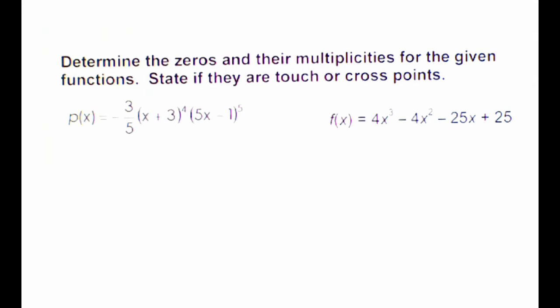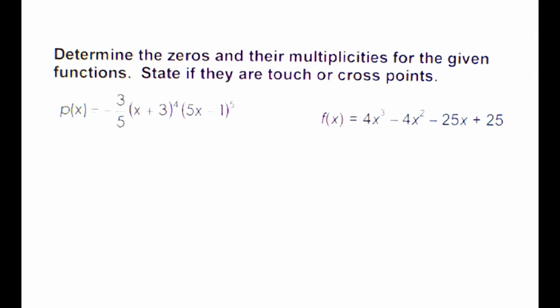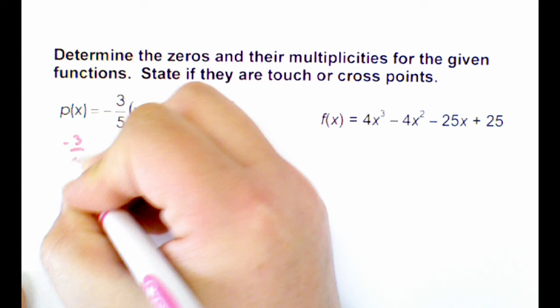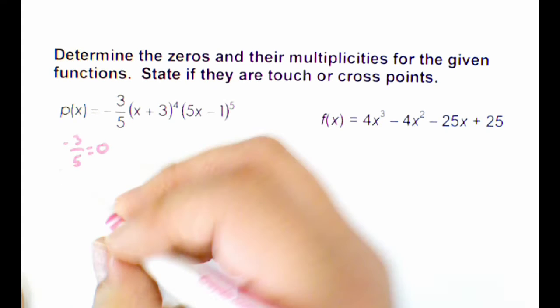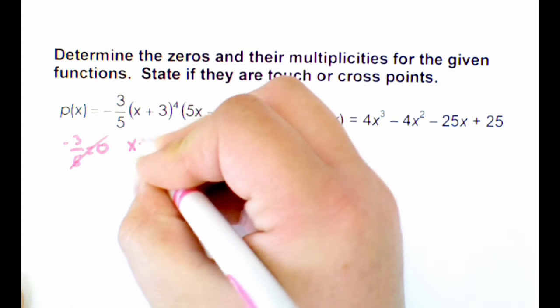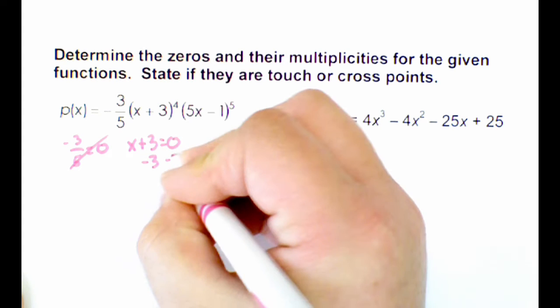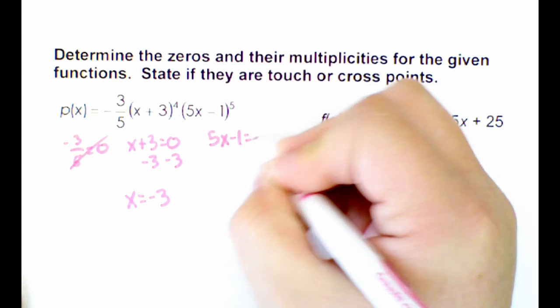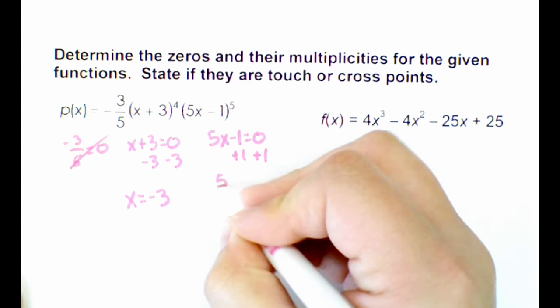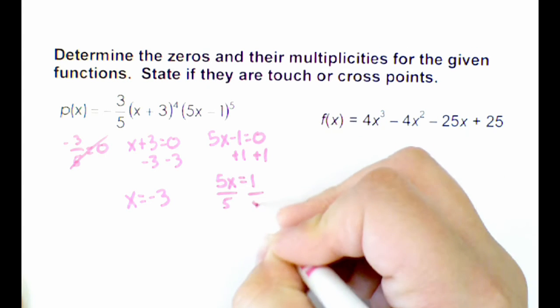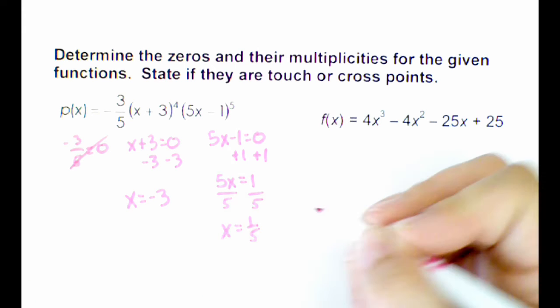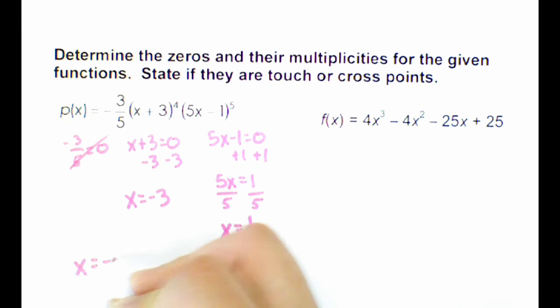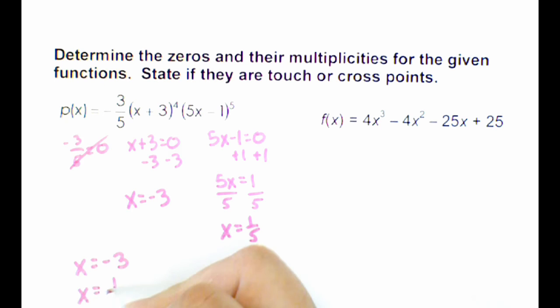So let's find our zeros, multiplicities, and state if they're touch or cross points. First one's pretty straightforward. It's already factored for us. So to find my zeros, I set each factor equal to 0. Well, if I set negative 3/5 equal to 0, I don't get anything. If I set x plus 3 equal to 0, I get x equals negative 3. And if I set 5x minus 1 equal to 0, I add my 1, and then I divide by 5, giving me x equals 1/5. So my zeros are x equals negative 3 and x equals 1/5.